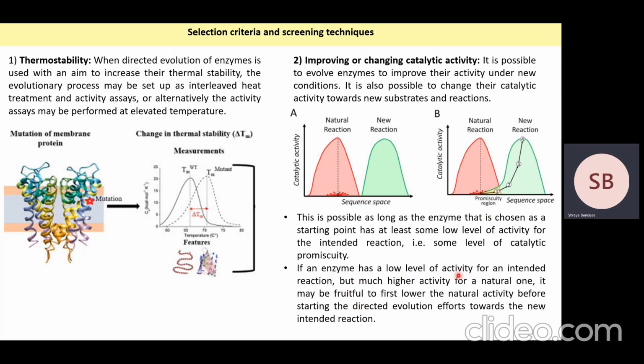If an enzyme has a low level of activity for an intended reaction, but much higher activity for the natural reaction, it may be fruitful to first lower the natural activity before starting directed evolution efforts towards the new intended reaction.